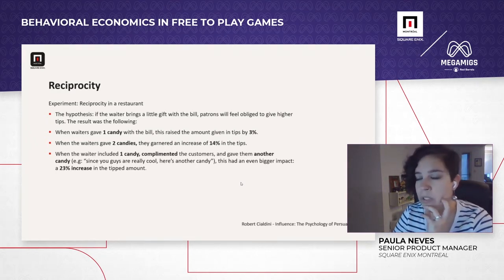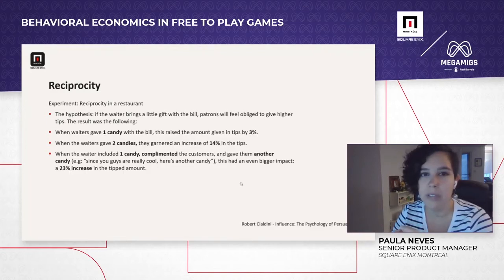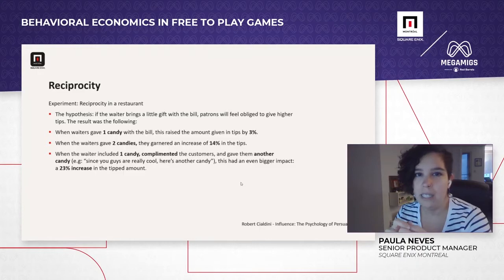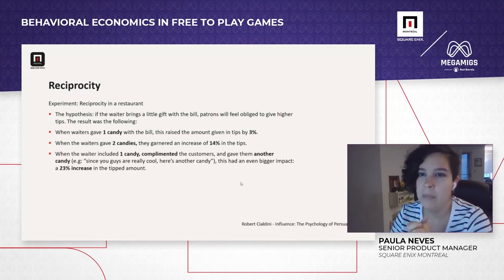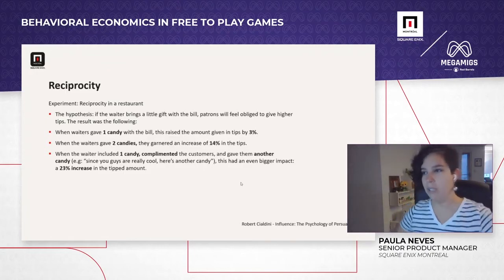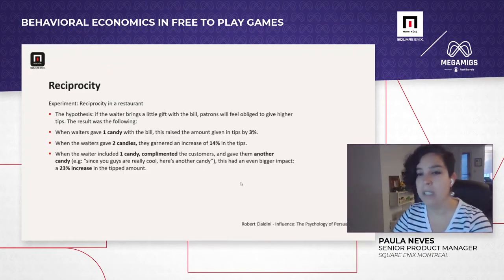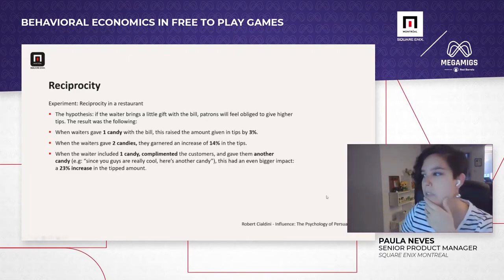And the result was the following from the three situations. When the waiter would give one candy with the bill, this raised the amount of tips they were given by 3%. When the waiters gave 2 candies, they garnered an increase of 14% in the tips. And then when they gave 1 candy and complimented the patrons, like, since you guys are really cool, you know, here's some more candy, it would have an even bigger impact, a 23% increase in the tipped amount. So this is a very strong thing for us human beings, the feeling that we need to give back if we receive something.